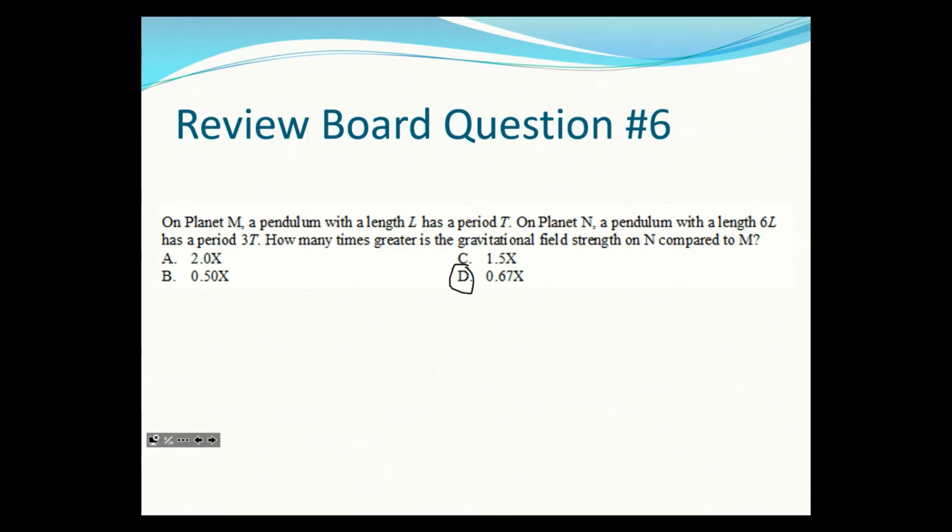Okay. Easiest way of doing that question. Okay.